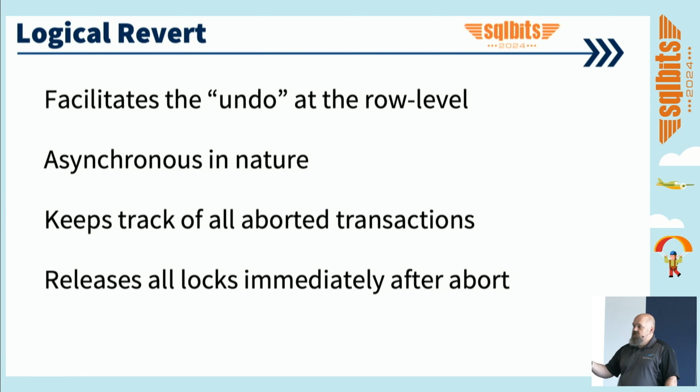Once the rollback has done all the work and undone all the data changes, then the locks are released, and then you can access your tables, and only then. With the logical revert, SQL Server actually releases all the locks immediately after you click rollback. So as soon as you click rollback, all those locks go away, and your objects come online. Right? The logical revert helps facilitate that.